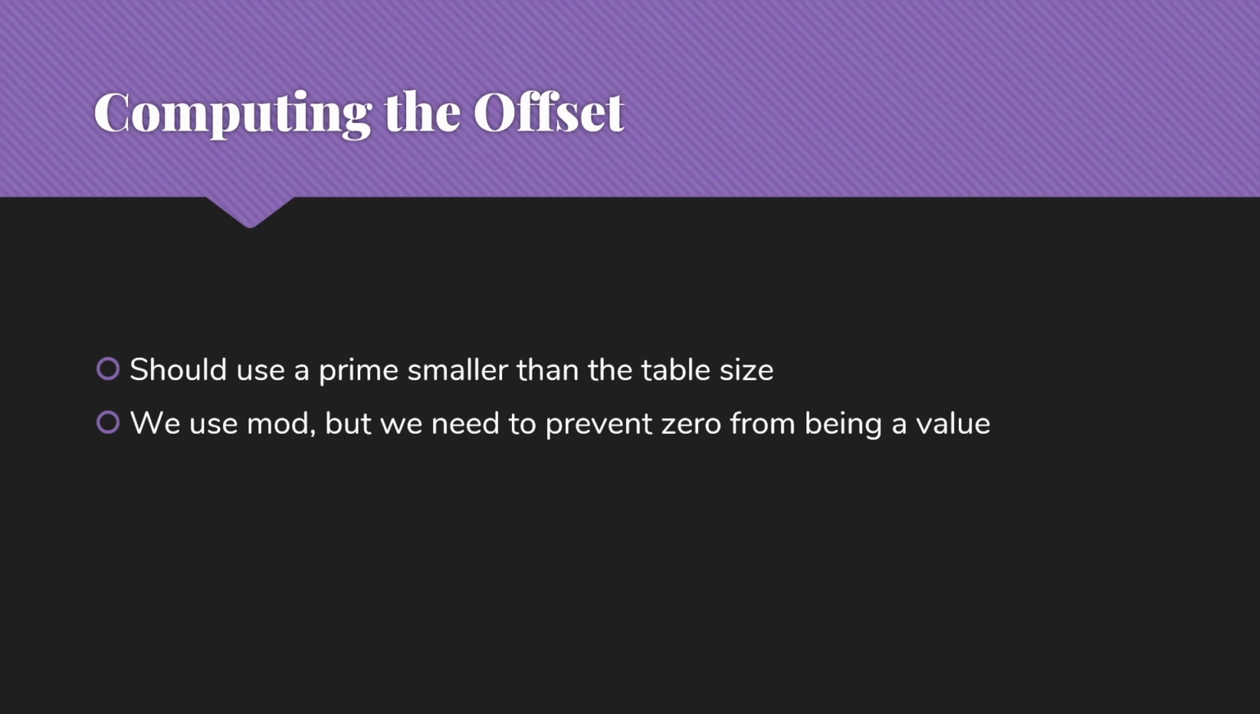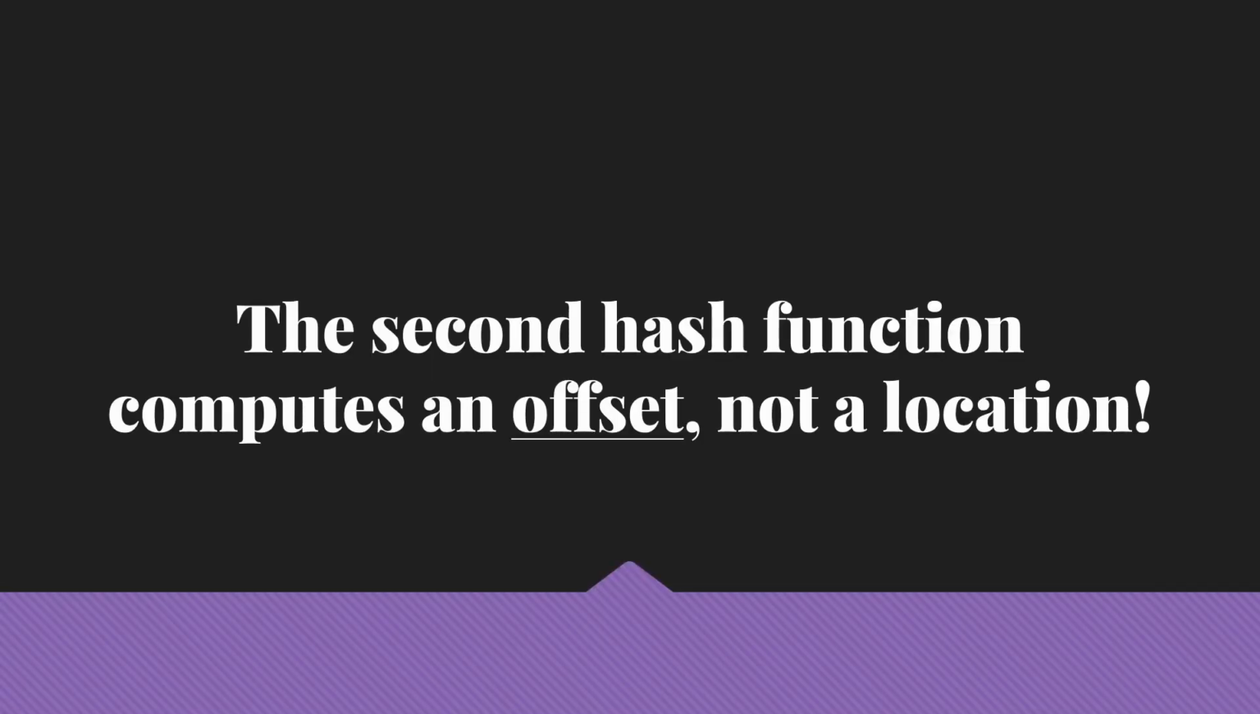We're going to use mod, but we do need to prevent 0 from being a value we end up with, because adding 0 to something just gives us the same thing, not a very effective offset. So we're going to either add 1 to the result or subtract the result from the prime. That will give us something in the range from 1 to that prime number, which should work well for us. Very, very important. This is the single biggest mistake that my students make.